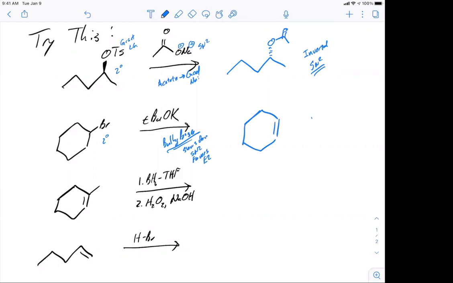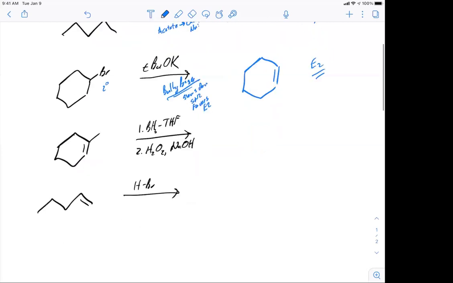Okay, questions about the elimination? All right, the next one is from Wednesday. Here we have an alkene. We're going to have an addition to an alkene. This reagent here is hydroboration oxidation.